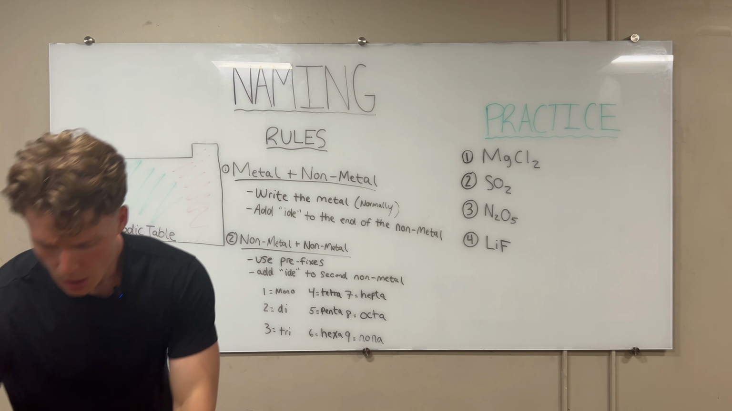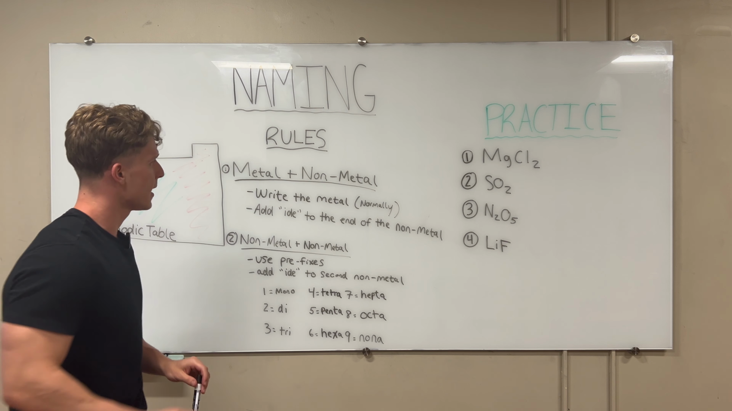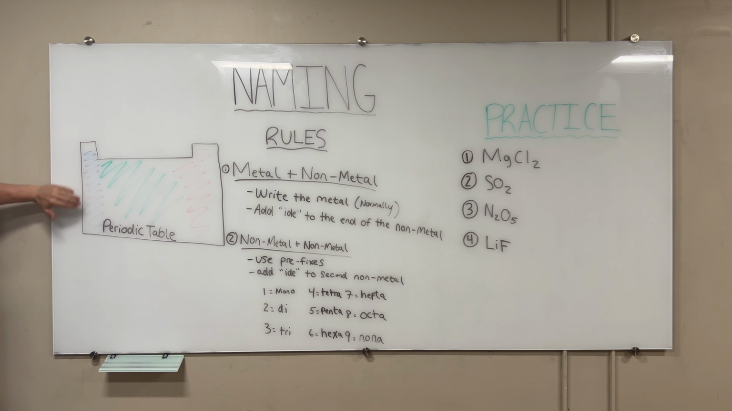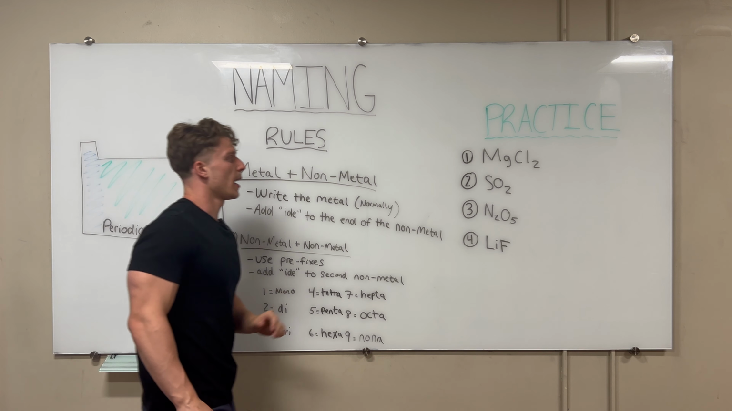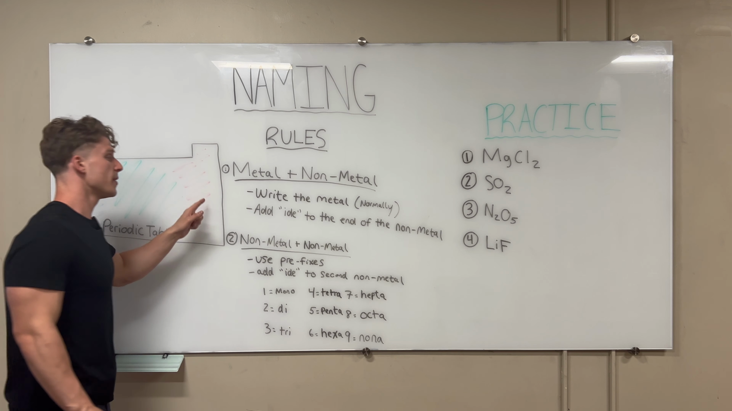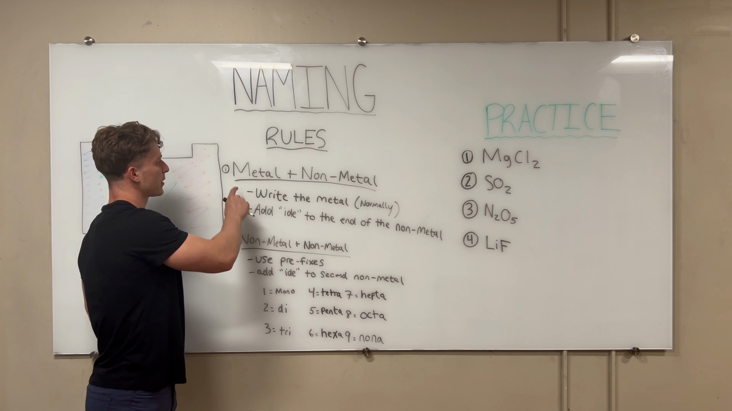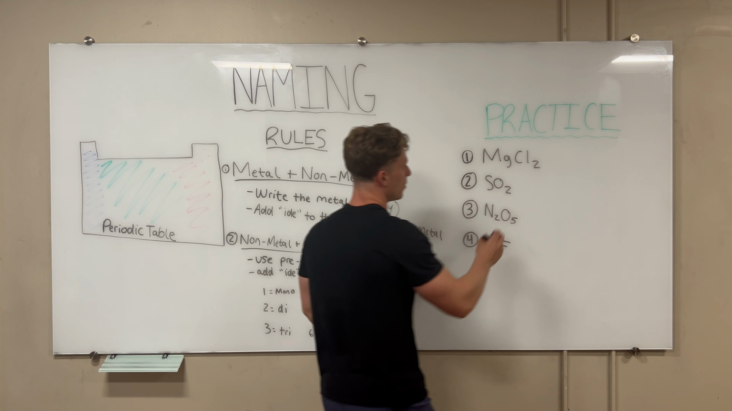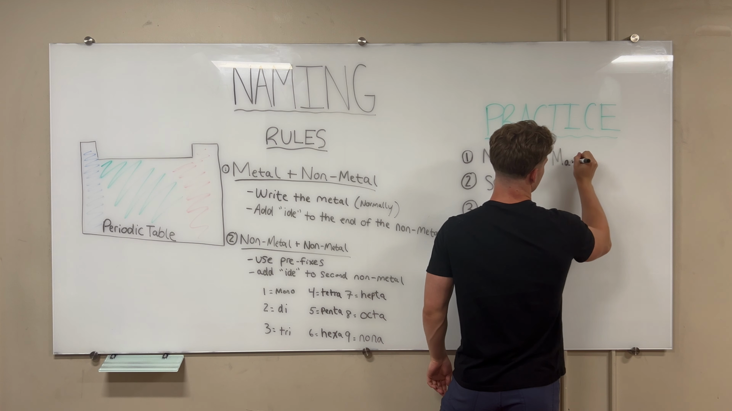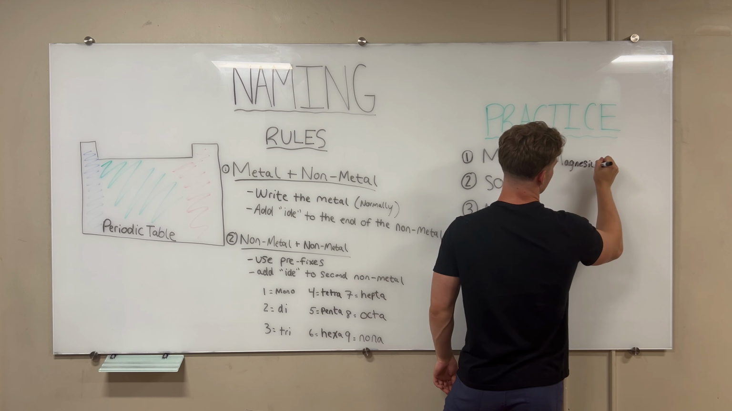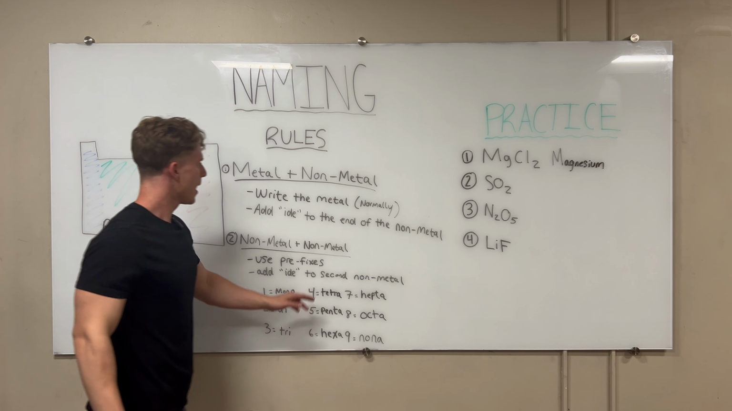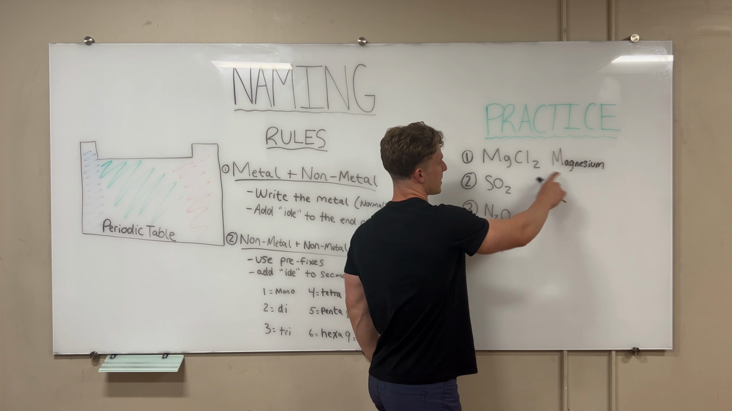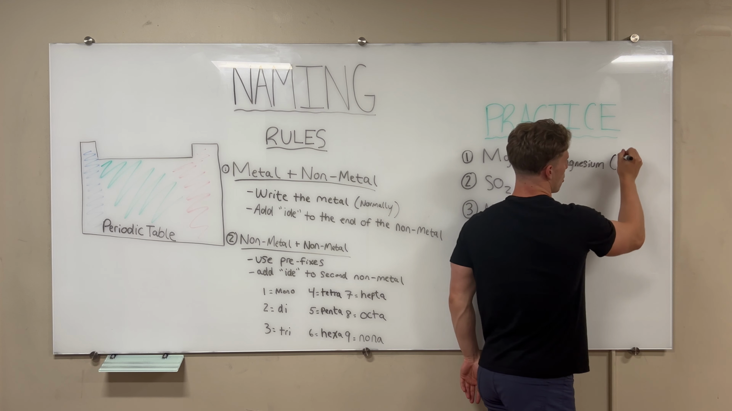Our first practice problem is MgCl2. Mg is magnesium, which is over here on the left side of the table. That's a metal. Chlorine, which is Cl, is way over here on this side of the table. That's a non-metal. So in this first practice problem, we're dealing with a metal and a non-metal. We write the name of the metal, magnesium, and we write "ide" at the end of the non-metal. So instead of magnesium chlorine, this becomes magnesium chloride.